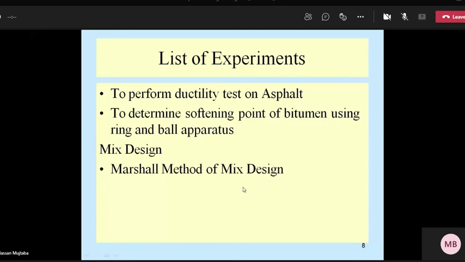जिसका साइज होगा 102 मिलीमीटर इन डायमीटर and 2.64 millimeters in height. Uske upar hum usko break karenge under at 60 degree centigrade by applying the load. So hamare paas jo cheez aa rahi hogi, what we say stability value, ek flow value determine karenge aur uski basis mein hum optimum bitumen content we are going to decide.